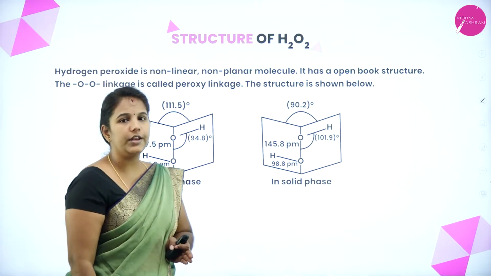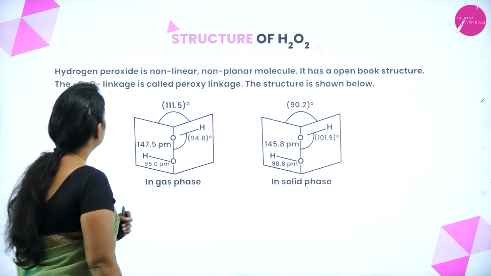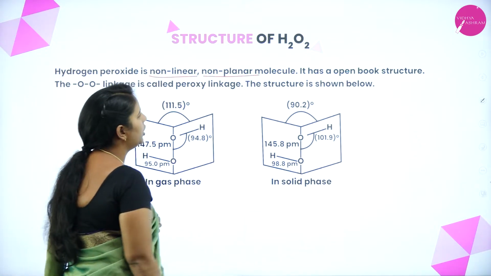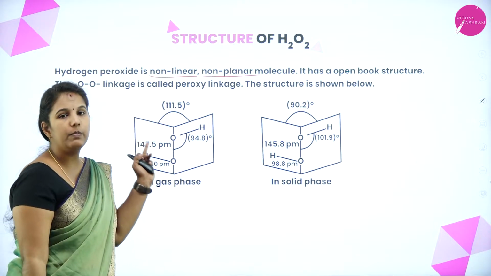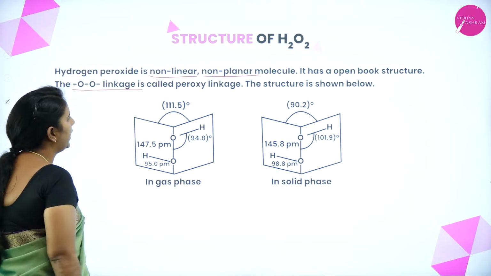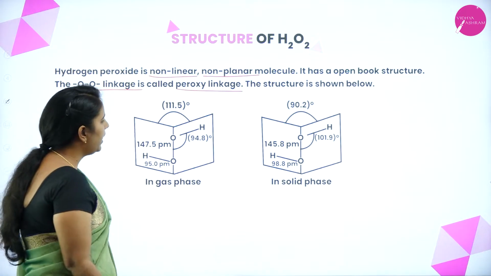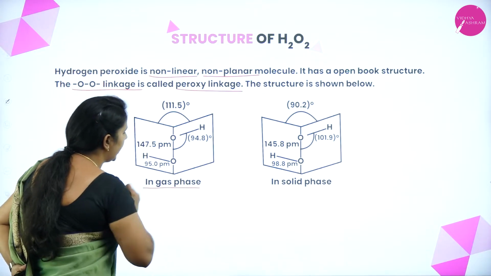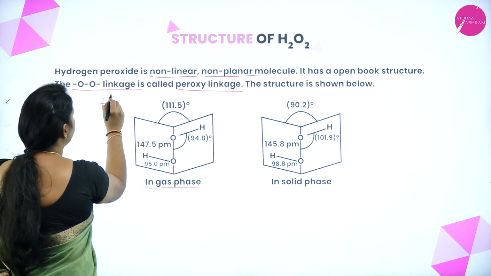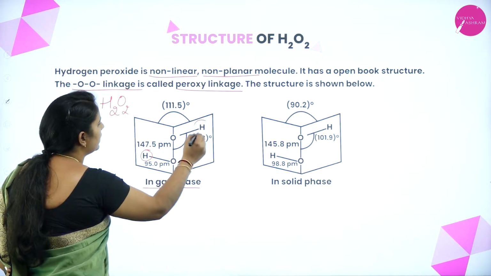Next, we will look into the structure of hydrogen peroxide. Hydrogen peroxide is a non-linear, non-planar molecule. It has an open book shape structure and it has an oxygen-oxygen linkage. Hence, it is also known as a peroxide linkage, and the structure goes like this. In the gaseous state, the peroxide linkage you can see between the 2 hydrogen atoms. So it is H2O2, right? Between these, there is one hydrogen and one hydrogen.